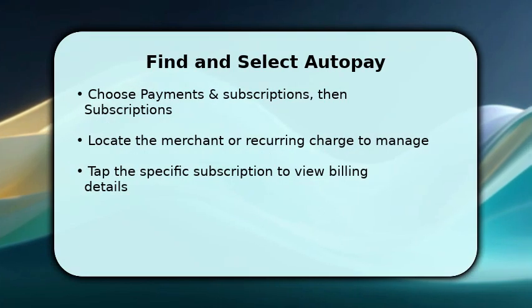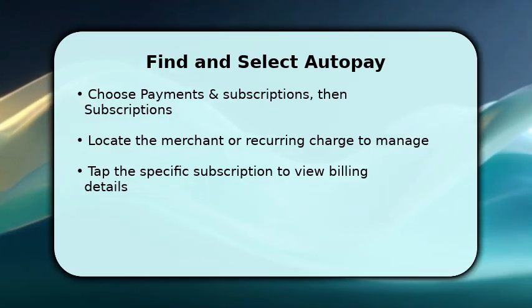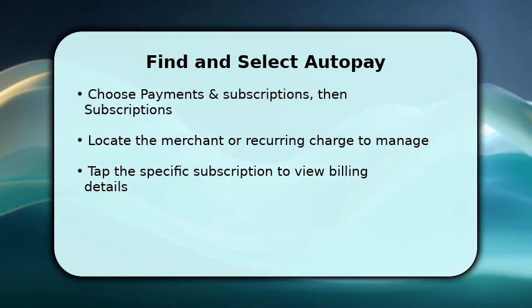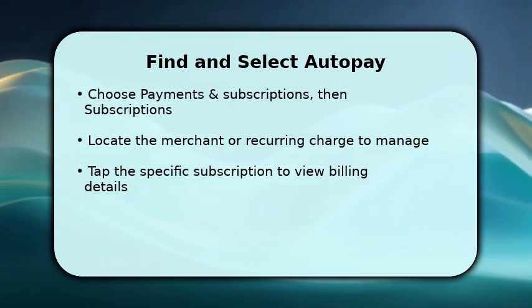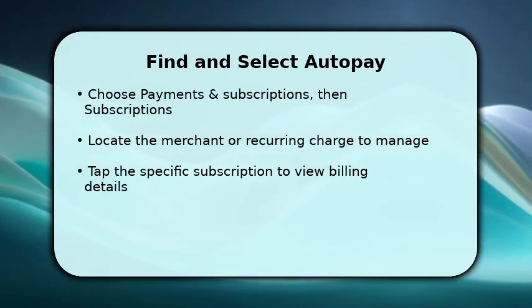Next, go to Payments and Subscriptions and open Subscriptions. You'll see a list of recurring charges. Scan for the merchant name or amount you recognize. Tap the subscription to open the billing page where start date, next charge, and payment method are shown. This is where you control Autopay.